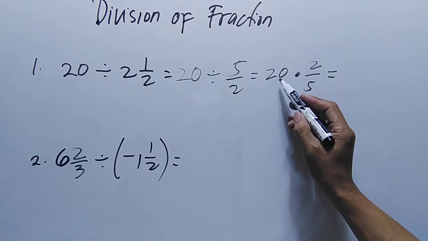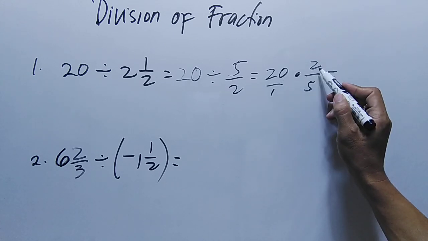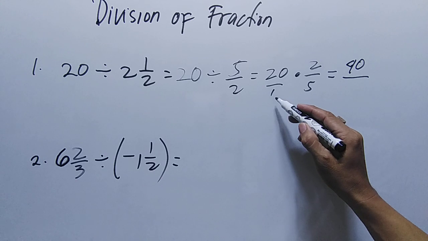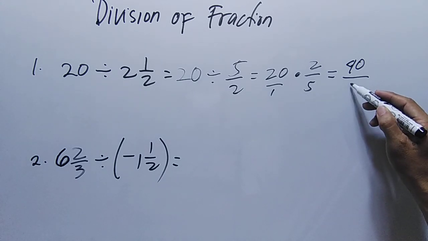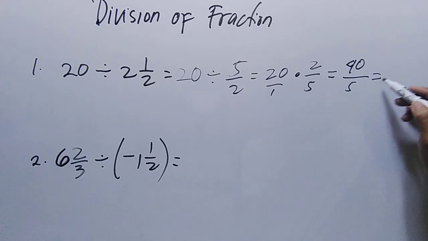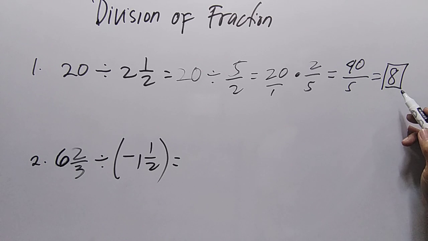Equals. So, si 20 meron niyang over 1. Okay? So, 20 times 2, that is 40, over 1 times 5 is 5. So, equals 40 divided by 5 is 8. So, this is your final answer sa ating example number 1.